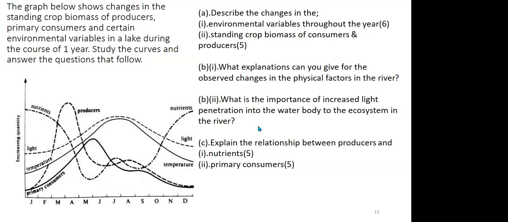So here is our graph, and I want us to describe the changes in the environmental variables throughout the year. Then 2, describe the changes in crop biomass of consumers and producers. So I think we need to address ourselves to A, Roman 1, the changes in environmental variables throughout the year. So how would we go about such a question?